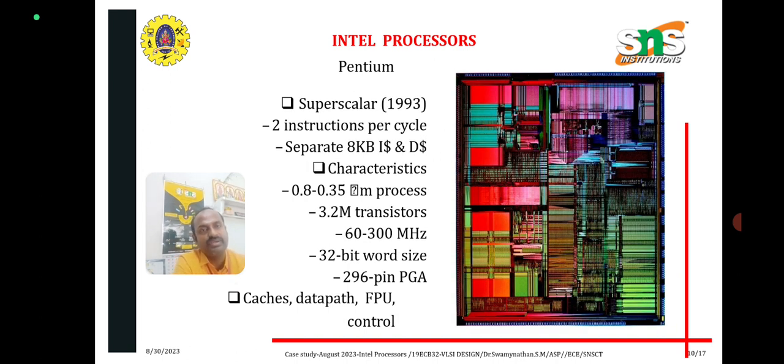And next, the upcoming Pentium used the superscalar process, founded in 1993. It runs 2 instructions per cycle, and separate 8 KB caches are used. The characteristics are a 0.8 to 0.35 micrometer process, 3.2 million transistors, a clock frequency range of 60 to 300 megahertz, 32-bit word size, and 296 pins used. The additional features are cache memory, data path processing, and FPU control also used.